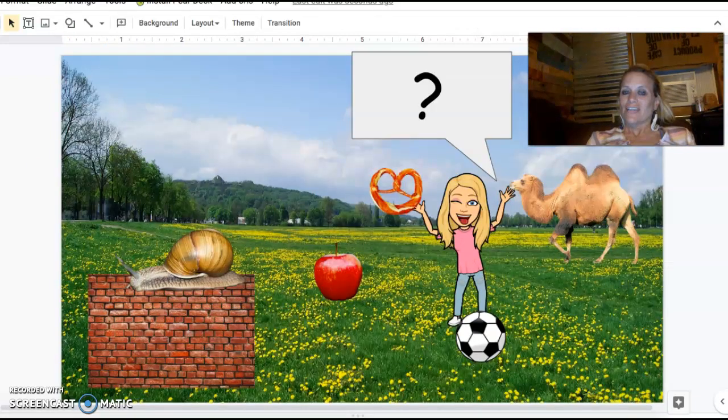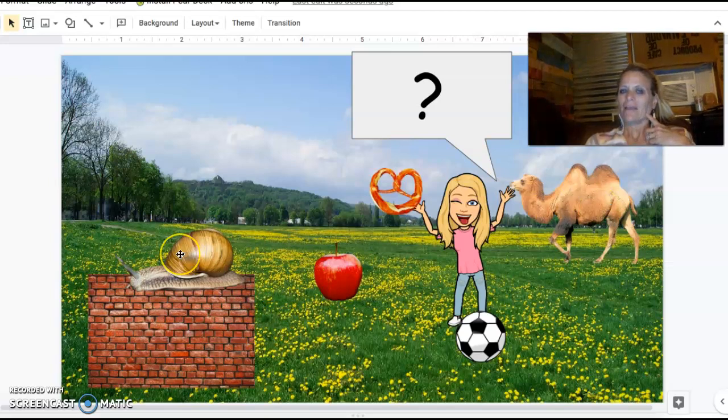All right, so let's look at these words and I want you to tell me how these words are alike. It could be the beginning, the middle, or the end, or it could be a rhyme. How are these words alike? Listen as I say them. Snail, wall, apple, pretzel, ball, camel. Did you hear anything that was the same?